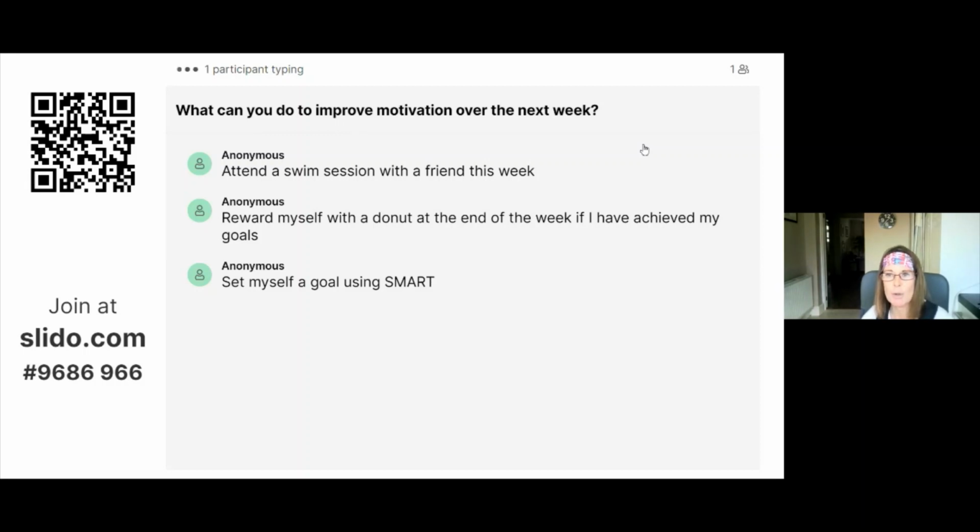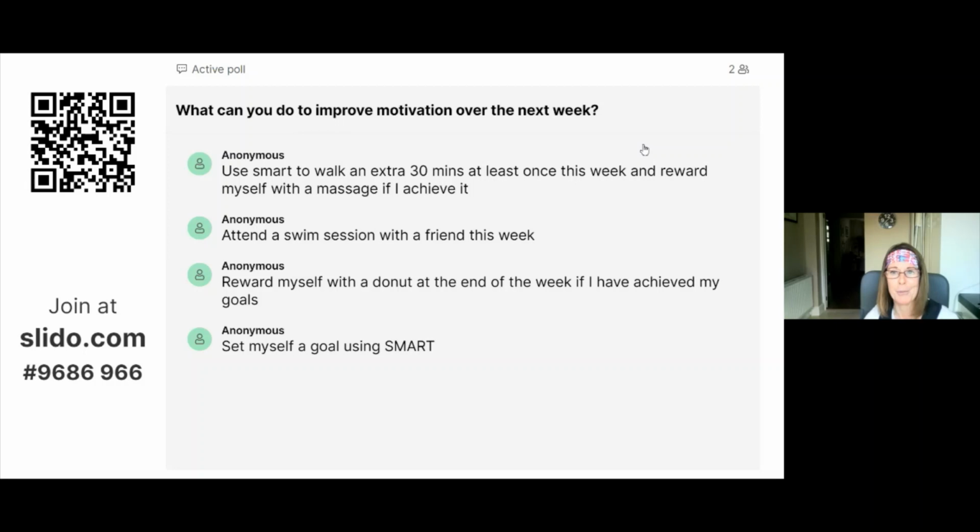Attend a swim session with a friend this week. Lovely. I love that, because you are doing it with a friend, so you are held accountable too. It means that you don't want to let your friend down. So that means that you've got it in your diaries, you're going to go and do it. It's going to be great fun. You could have a bit of fun together, perhaps racing each other or whatever your form of swimming is. But yeah, that's a really, really nice one to do together.